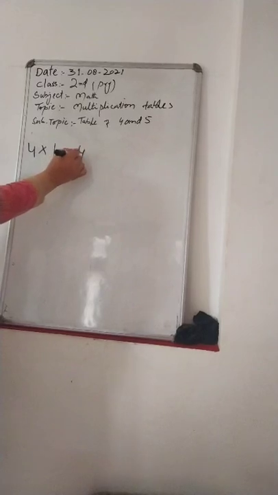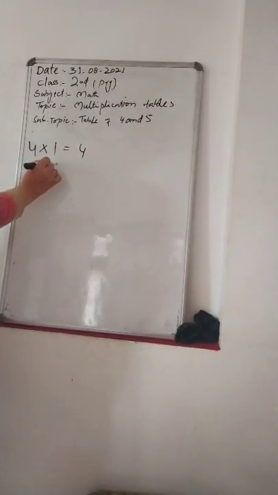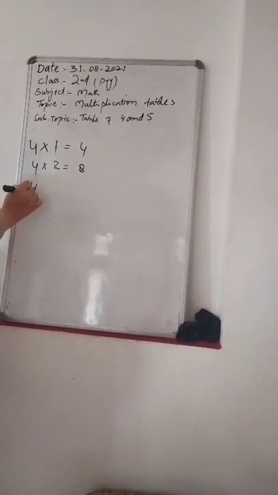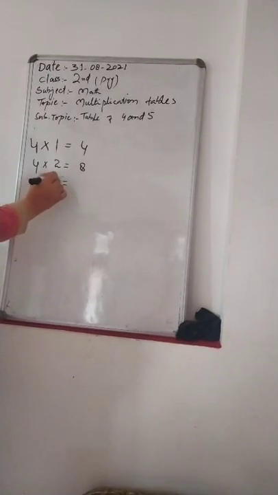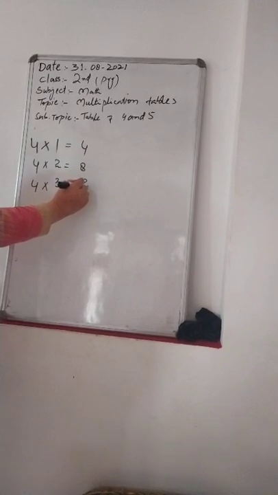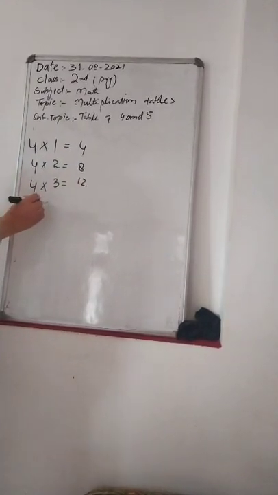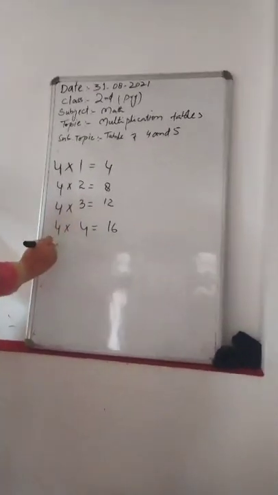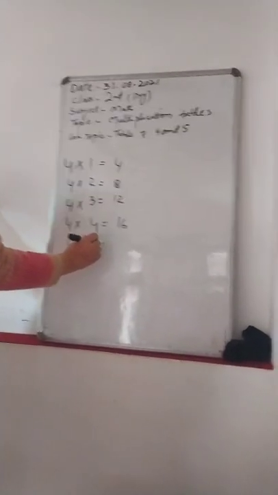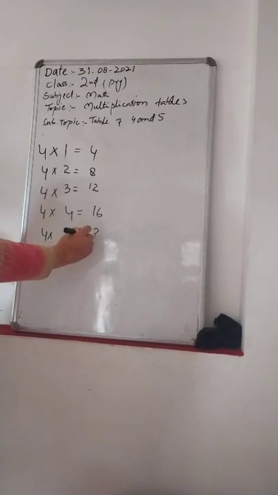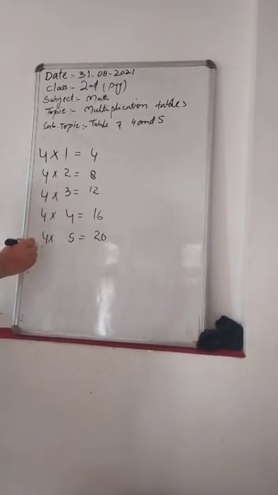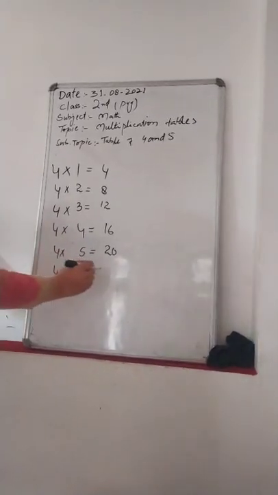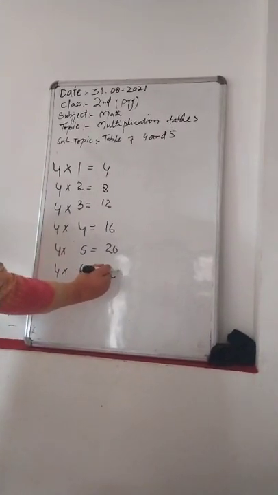4 ones are 4, 4 twos are 8, 4 threes are 12, 4 fours are 16, 4 fives are 20, 4 sixes are 24.